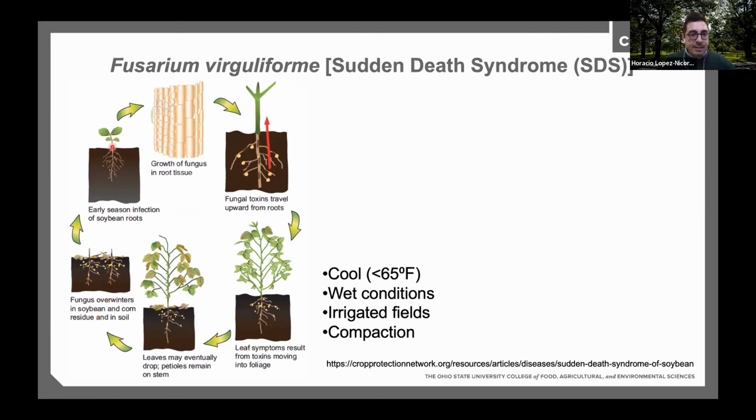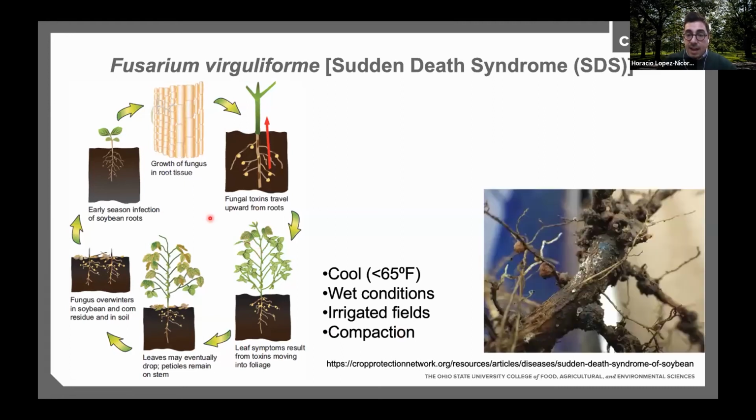It will infect the soybean seedling as soon as the seed germinates. Conditions that it requires are cool soil temperatures below 65 Fahrenheit and wet conditions, and compaction will enhance the severity of this problem.